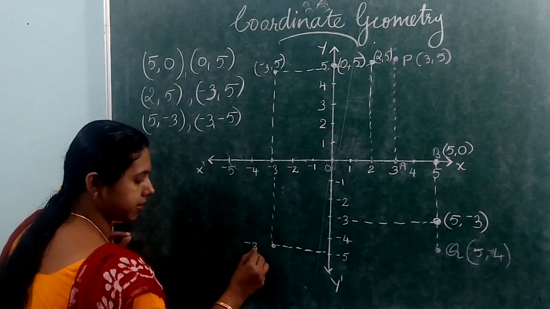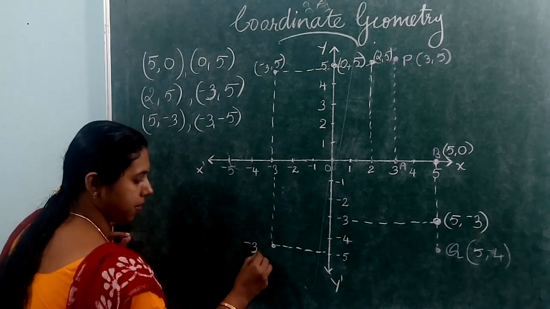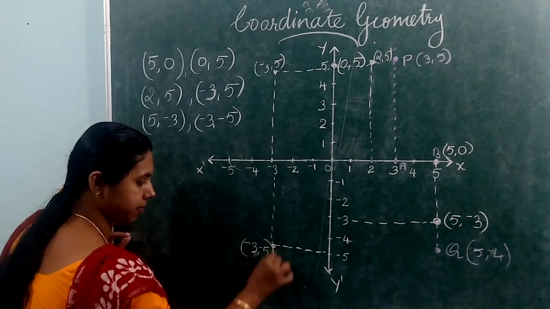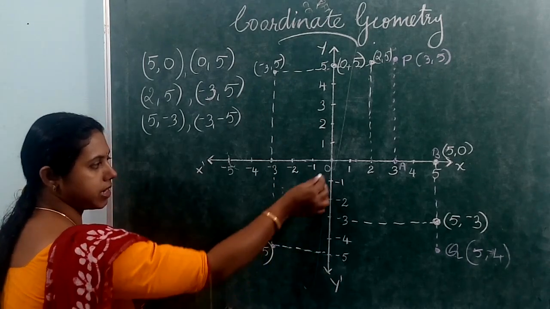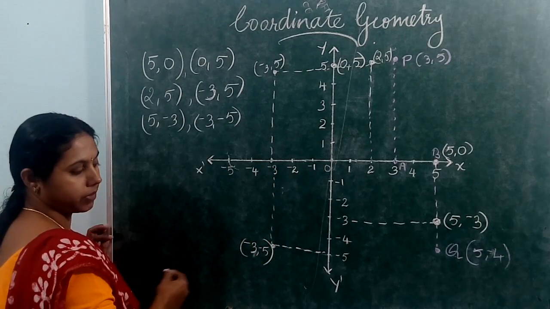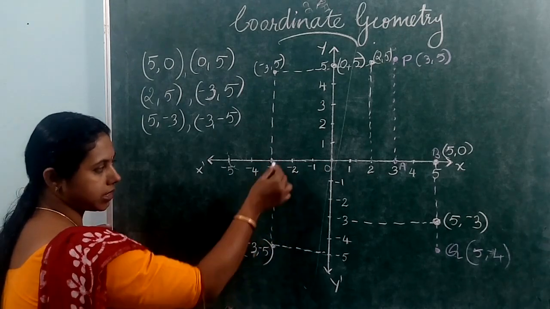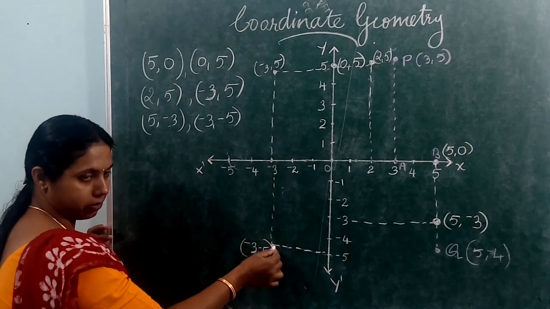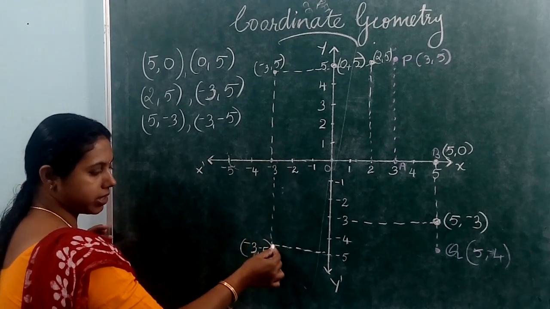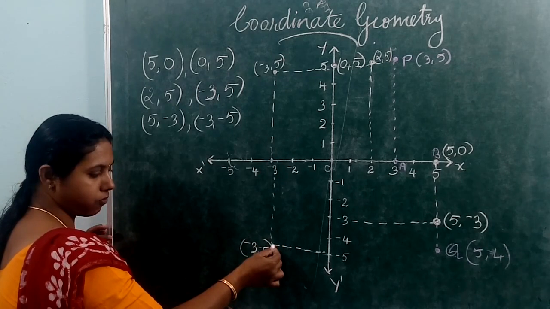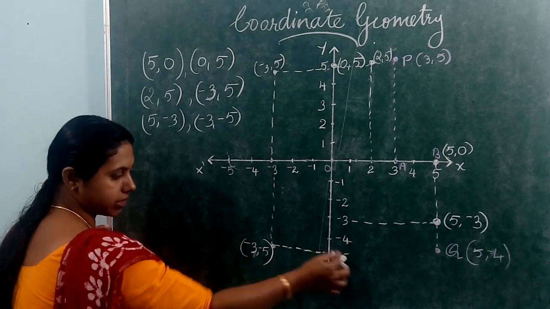This is minus 3, minus 5. Distance from y-axis to the point is 3 units. Distance from x-axis to the point is 5 units. So the distance from x-axis to the point is known as the y coordinate, that is minus 5.